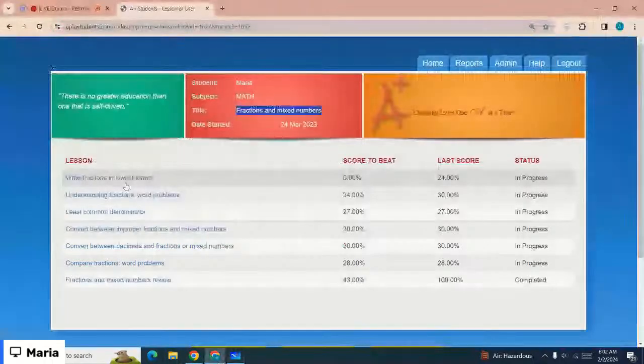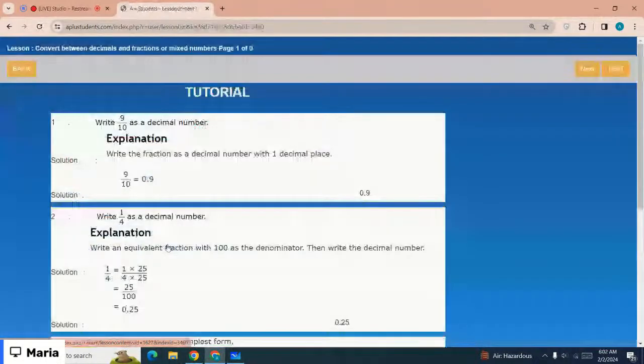Here I'm on grade 6 math. The chapter we're working on is fractions and mixed numbers. The lesson we're going to start with is convert between decimals and fractions or mixed numbers. So let's just start with the lesson.